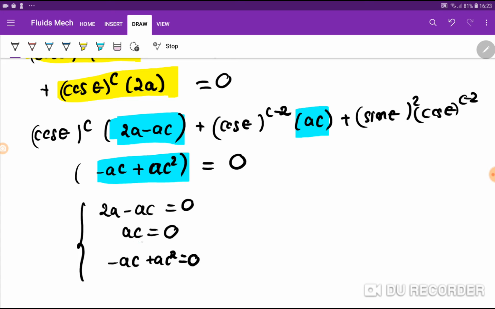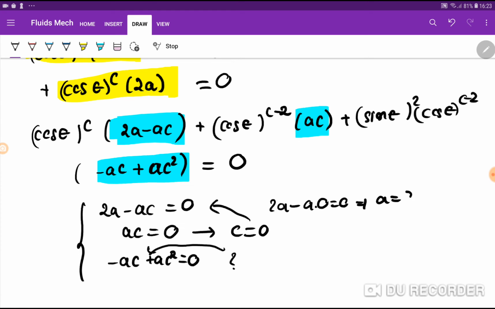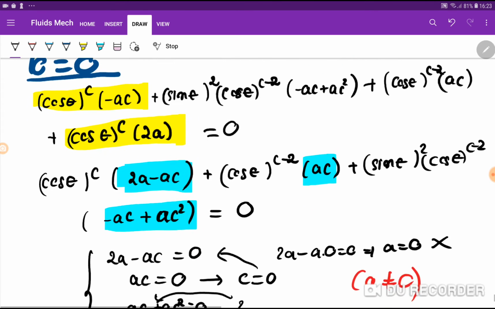Okay, you see this equation, AC equals 0. So C equals 0, because remember A cannot be 0. So C equals 0 in this case. You plug it back to here, you have nothing. You cannot solve for A. But if you plug it in here, 2A minus A times 0 equals 0, you have A equals 0. Nonsense, we cannot solve for it. Remember, A cannot be 0. So this solution is futile. You cannot do anything.